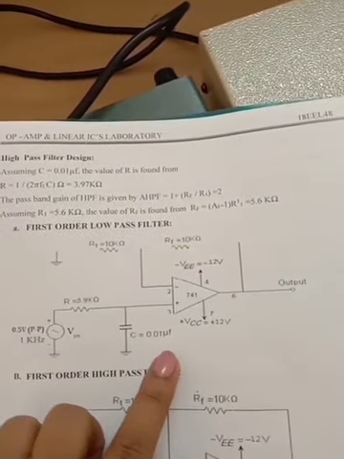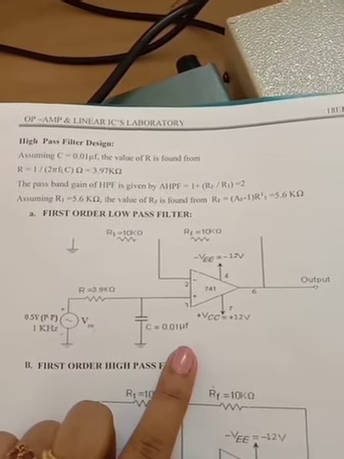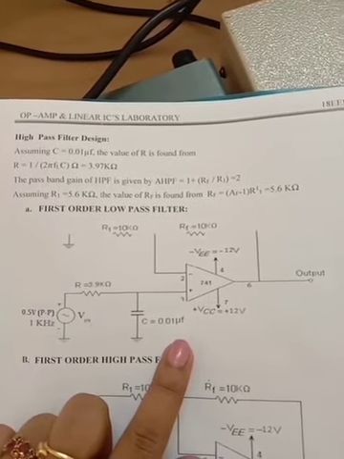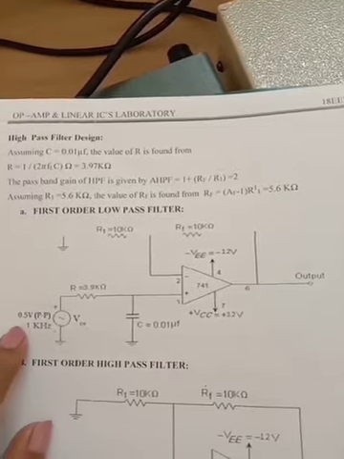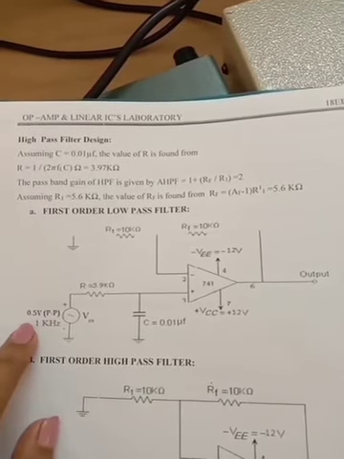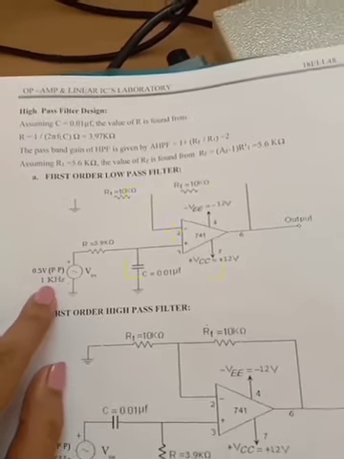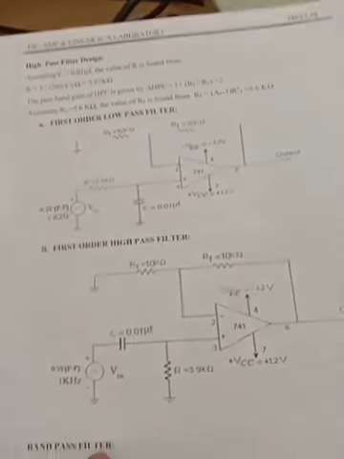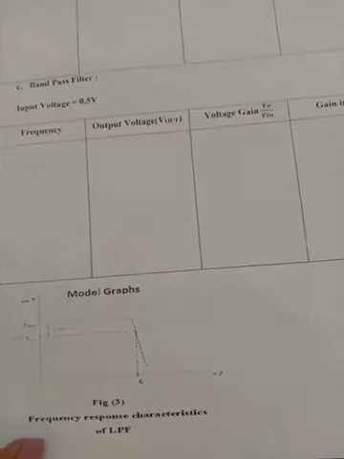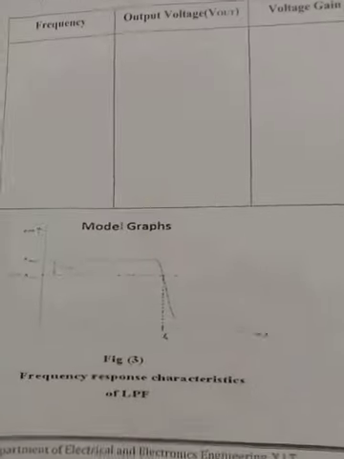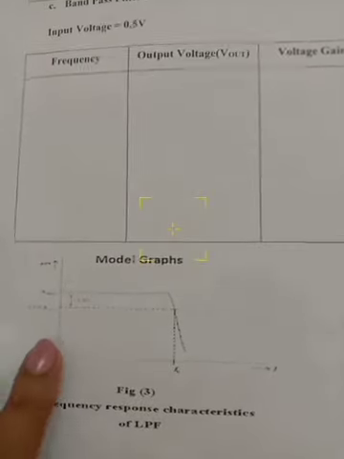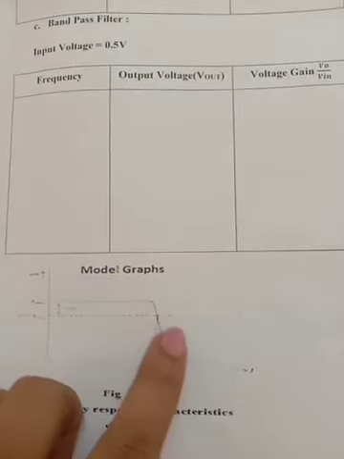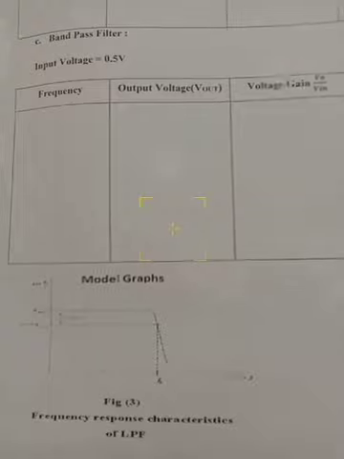Simple resistors and capacitors are used to make the low pass filter circuit. Initially the input is 0.5 volt peak to peak at 1 kilohertz frequency. Let us see first the first order low pass filter. The graph or the values are like this. Initially we are getting constant values, then the values are decreasing.